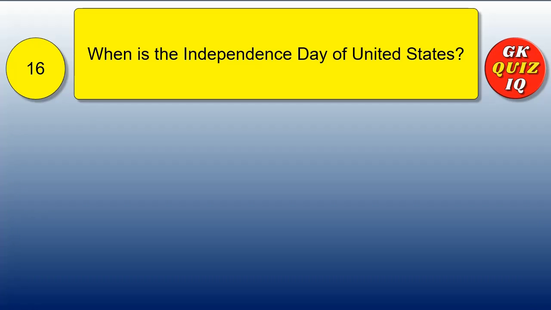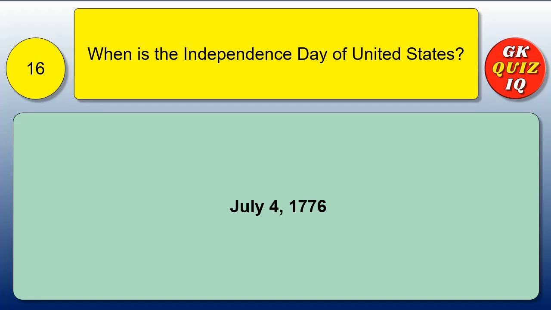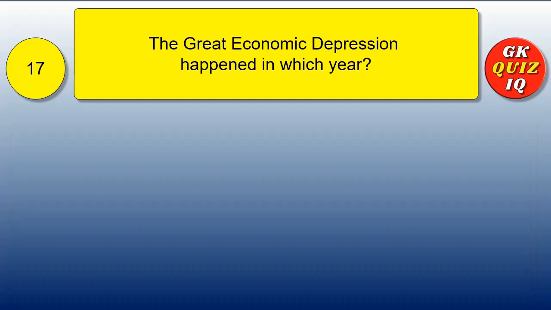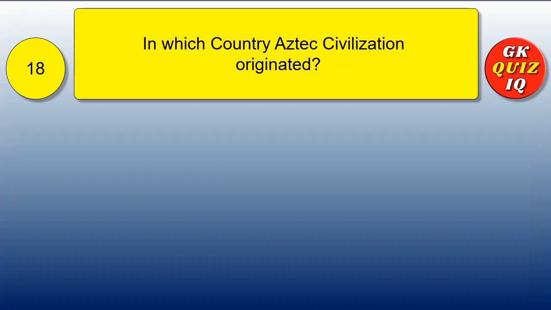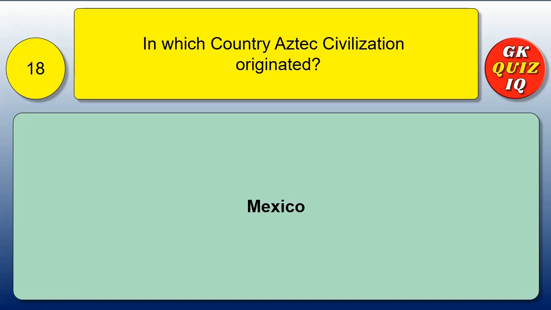When is the Independence Day of United States? 4th July 1776. The Great Economic Depression happened in which year? In which country Aztec civilization originated? Mexico.